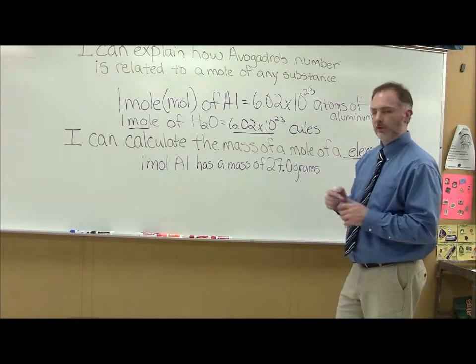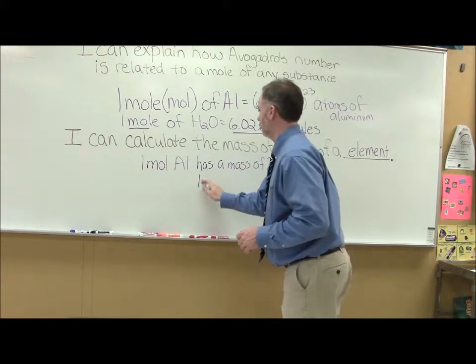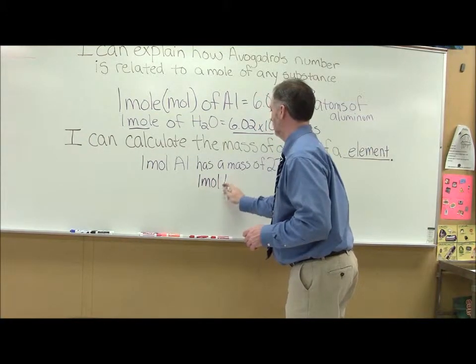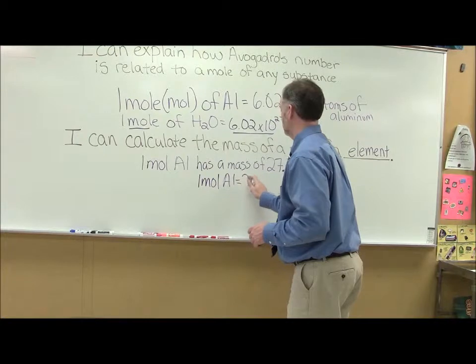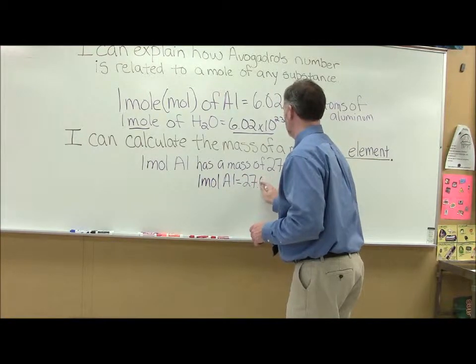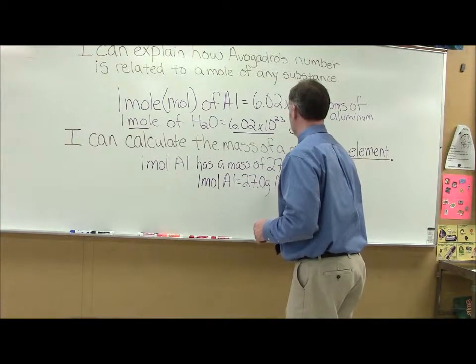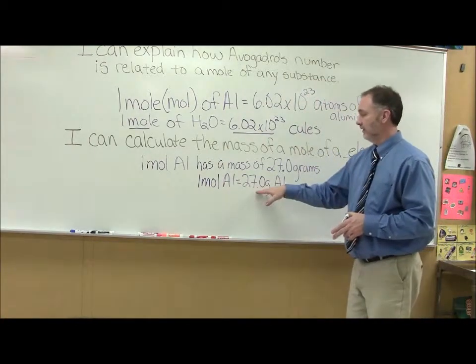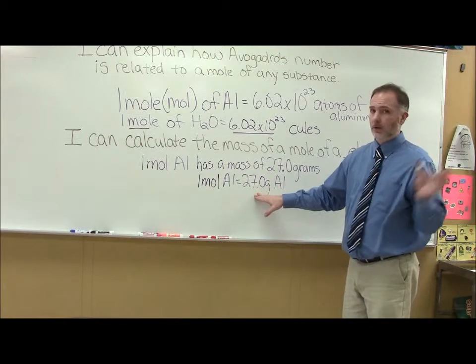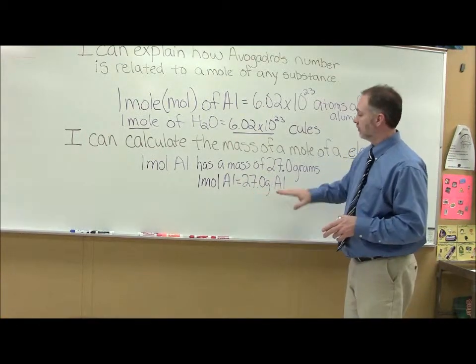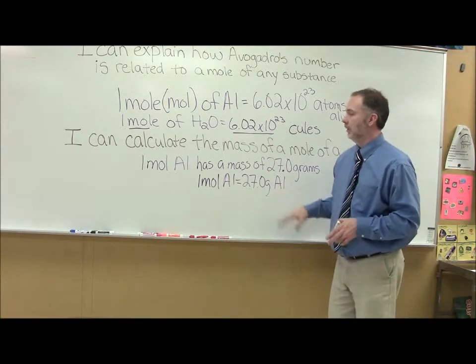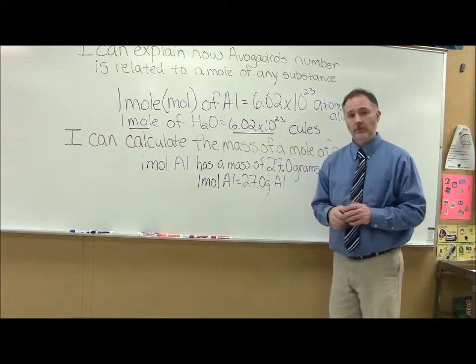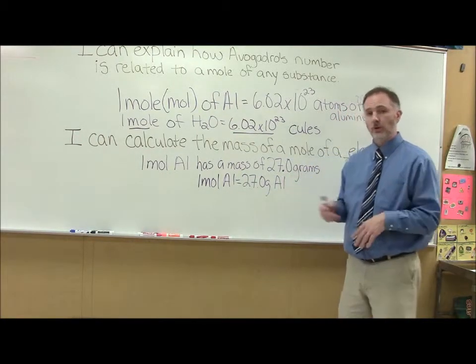And how we'll write this usually is 1 mole Al equals 27.0 grams of Al. Not 27 grams of any substance or any other element. Has to be 27 grams of aluminum. That's how you have 1 mole. Now let's do a couple more examples.